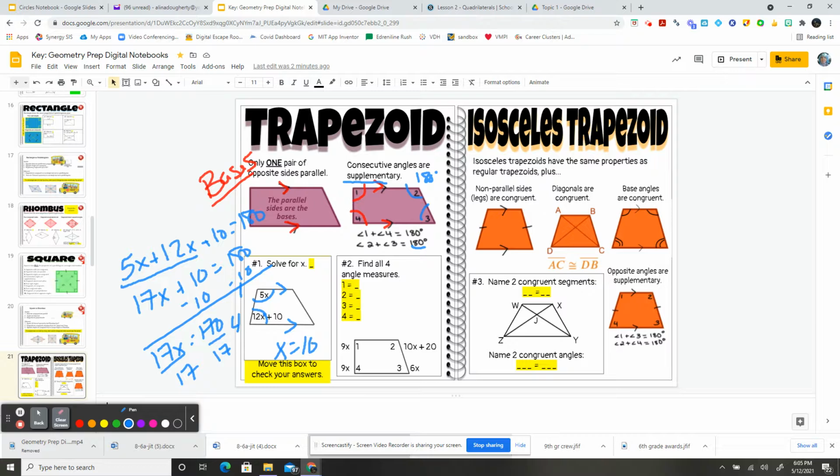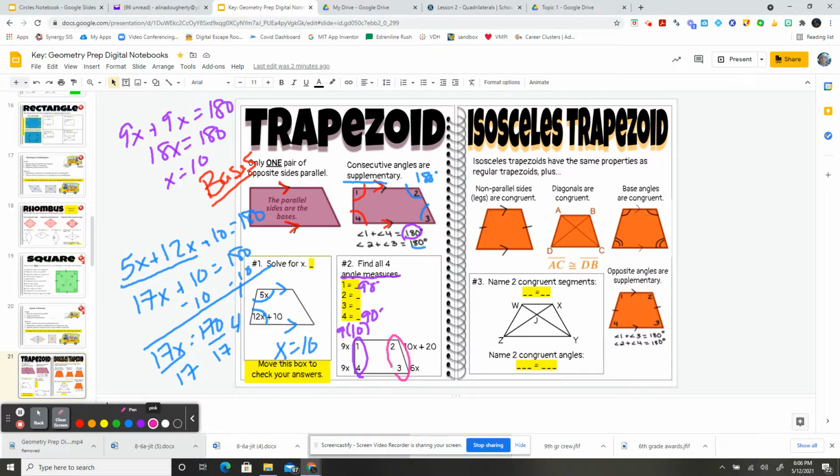If we go on to the second one, we know angle 1 and angle 4 should add up to 180 degrees. So if I do 9x plus 9x equals 180, that means 18x equals 180 and x equals 10. The question here isn't what's x though. The question is, what are my angle measures? So I have to do 9 times 10, and I get angle 1 equals 90 degrees and angle 4 equals 90 degrees. So be careful about that.